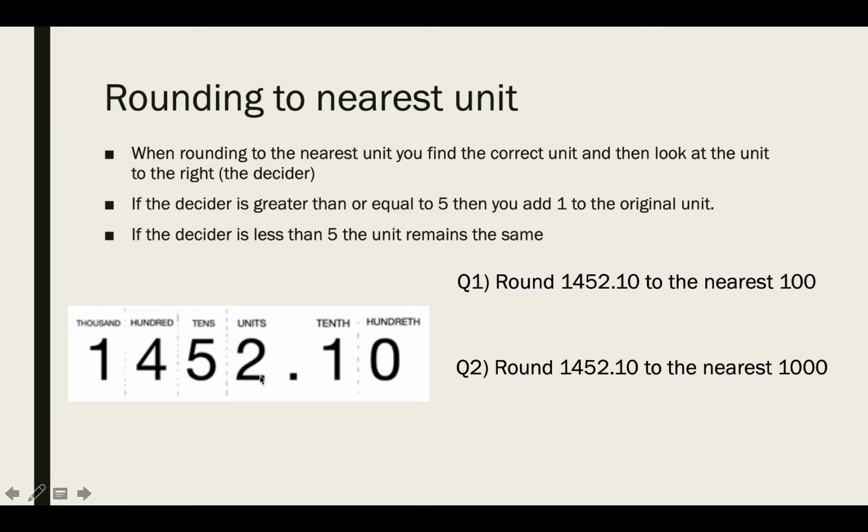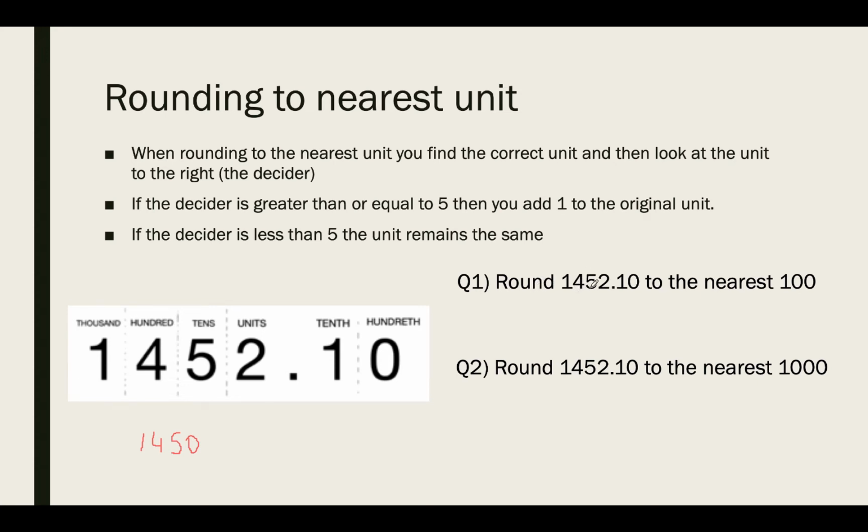Well, the unit which we are calling the decider is actually not greater than or equal to 5. So if the decider is less than 5, the unit remains the same. So if we're looking at our to the nearest 10, look at the right, 2 is less than 5, so it's 1, 4. We don't add 1 to 5 because 2 is not greater than or equal to 5, so 1450.